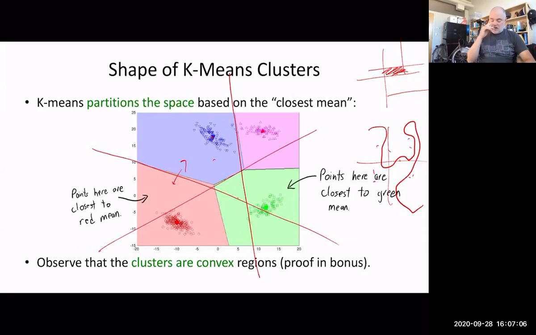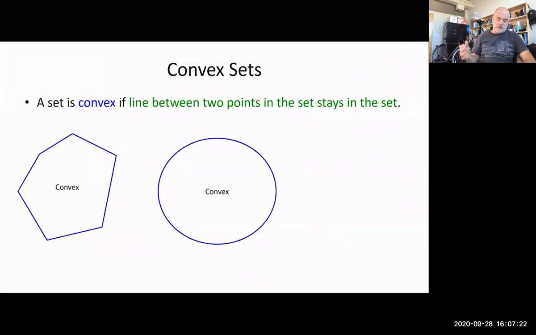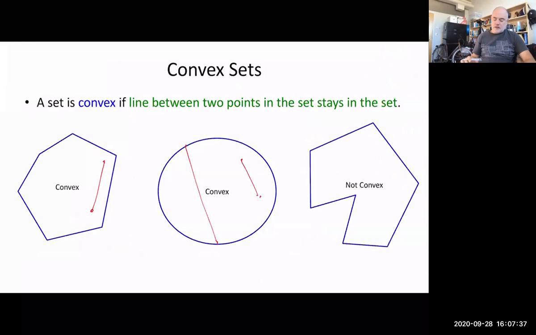So what you should observe is that the clusters are convex regions. You could prove this relatively straightforwardly. It's intersections of half spaces. Proofs are in the bonus slides. But the point is, you can look at this and just see that the clusters are convex regions. What do we mean by convex regions or convex set? This is one of the definitions of convexity: a set is convex if a line between 2 points in the set stays in the set, so all the points along the line. So that's convex. This is convex. There's no way you can draw a line that goes outside. This is not convex. Okay.